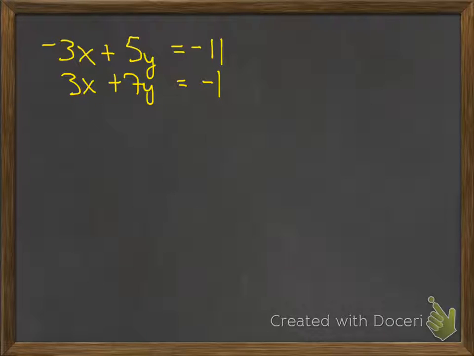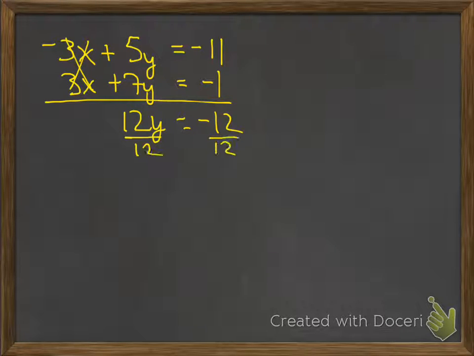Here, the x's are opposite. Notice that it's positive 3x and negative 3x. So the x's are going to cancel, and I'm going to combine the y's. 7 plus 5 is 12y. Negative 11 minus 1 is negative 12. The x is canceled, and then I can divide to get negative 12, so y is equal to negative 1.